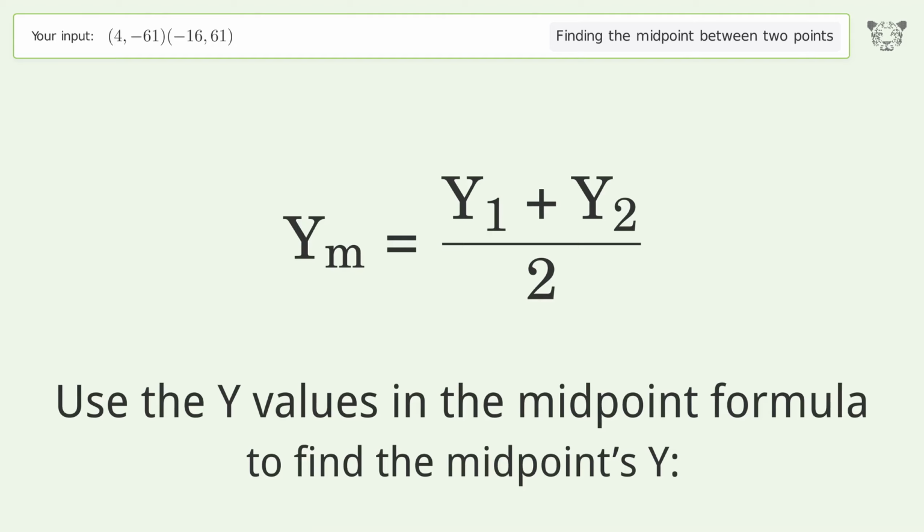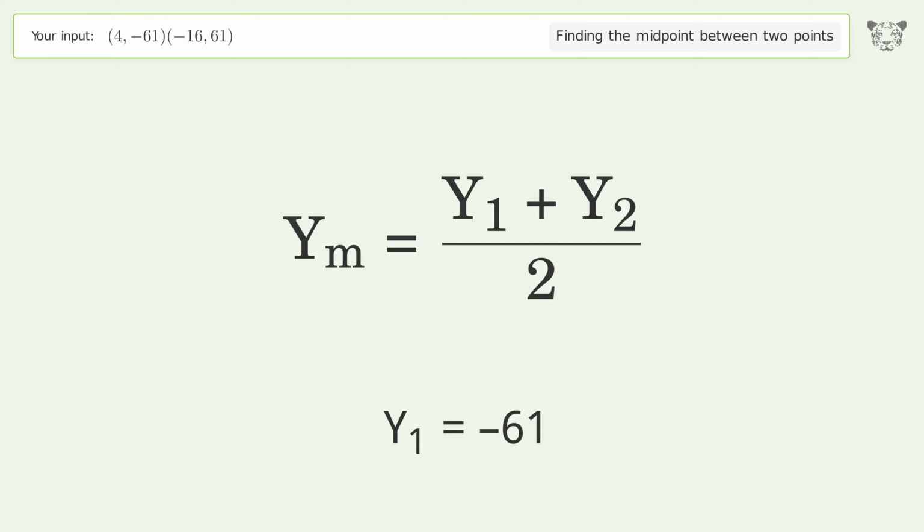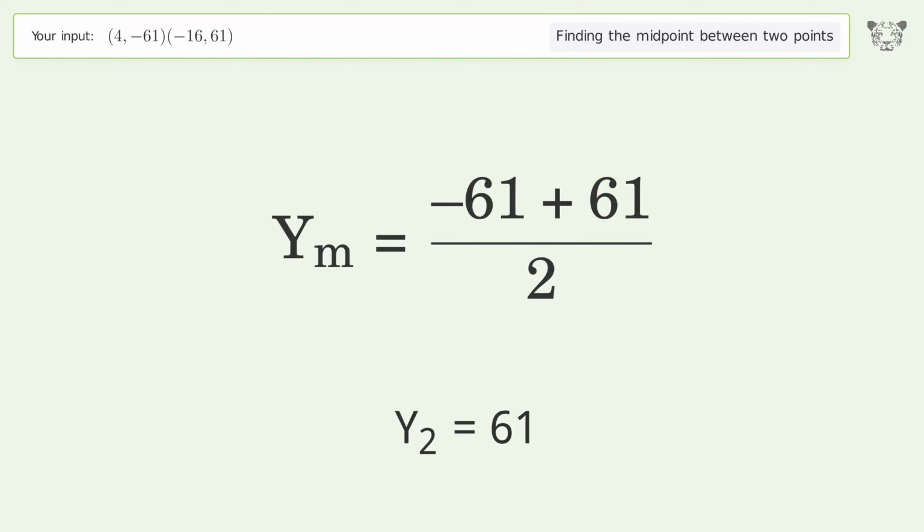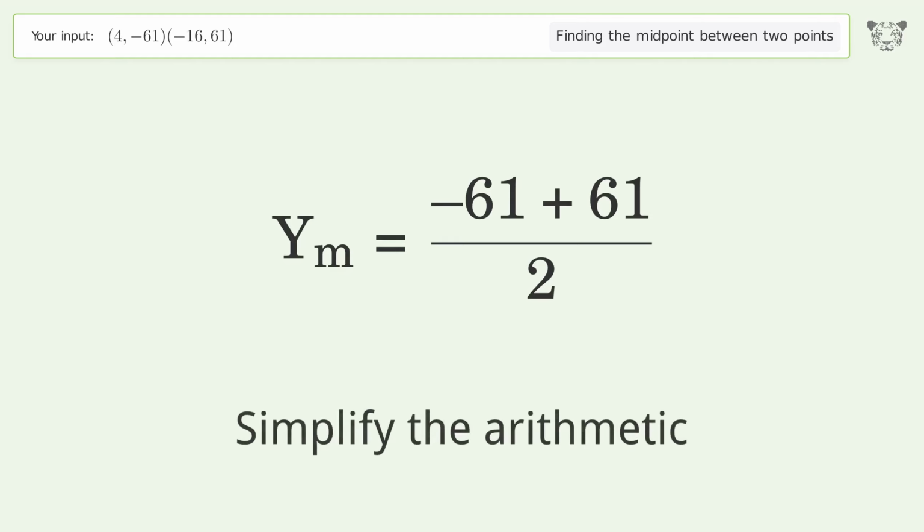Use the y values in the midpoint formula to find the midpoint's y. y1 equals -61. y2 equals 61. Simplify the arithmetic.